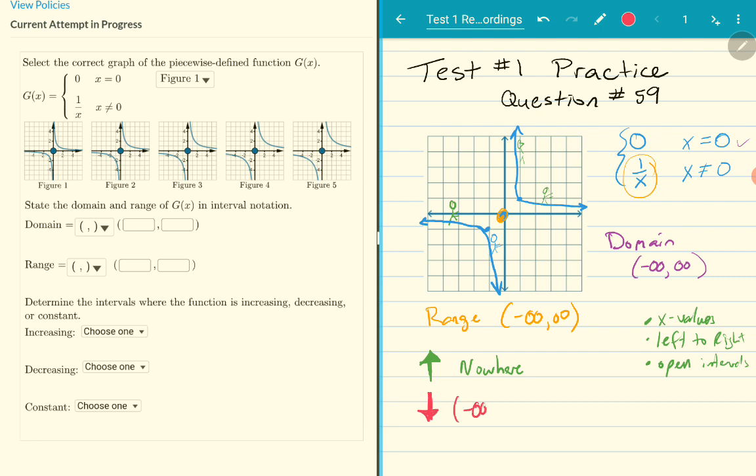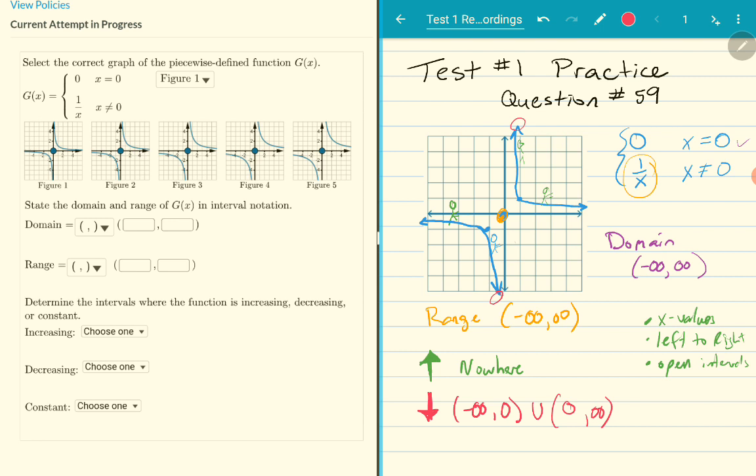So we go from negative infinity. I think that actually from this point to this point, it's not decreasing. It's decreasing on the left side all the way up to 0, but not including 0. And then it picks up decreasing again right after 0, and then on to infinity. So there's my decreasing.